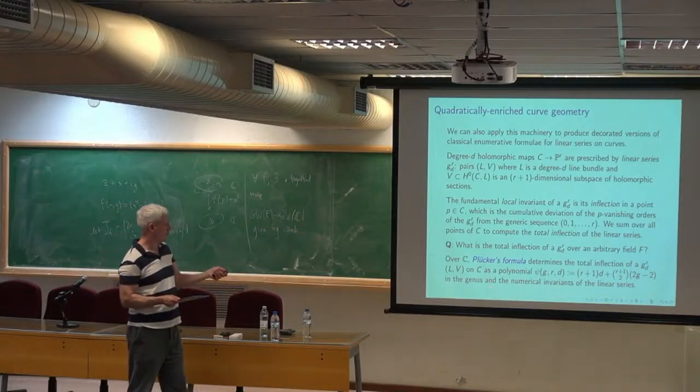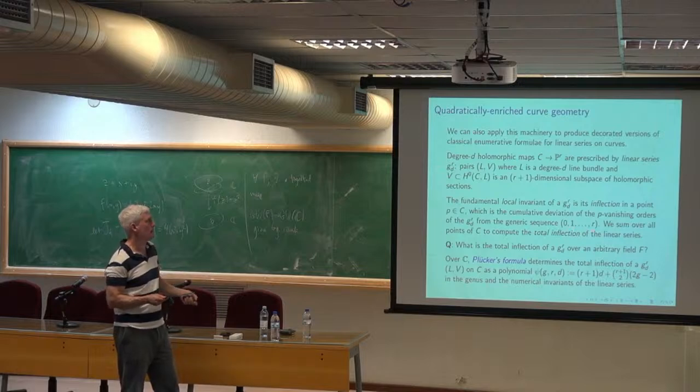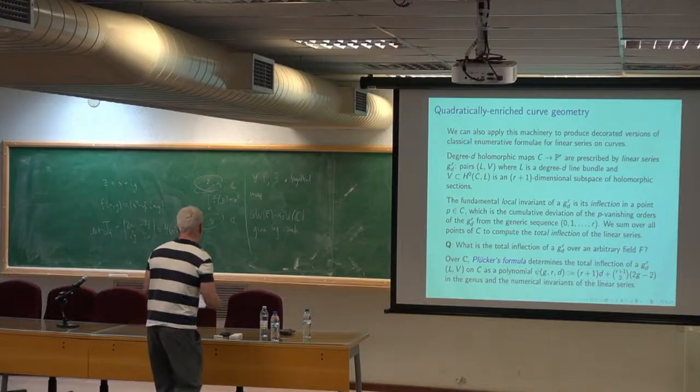And the fundamental local invariant of a linear series is its inflection at a point, as measured by derivatives. So what is this? It just means that if you fix a point on the curve, you're interested in to what extent the vanishing orders of your holomorphic sections deviate from the generic sequence of numbers from 0 to r. So that's a local version of inflection, which measures some kind of twisting in space.